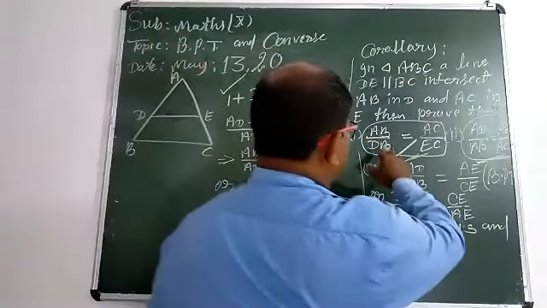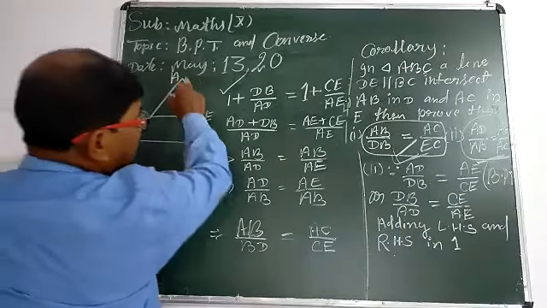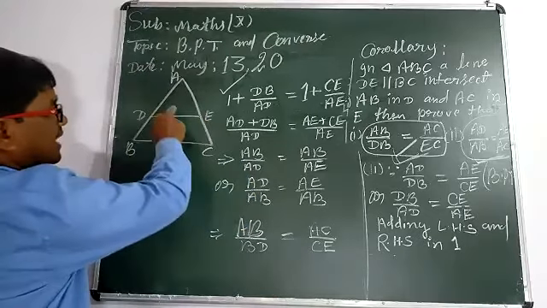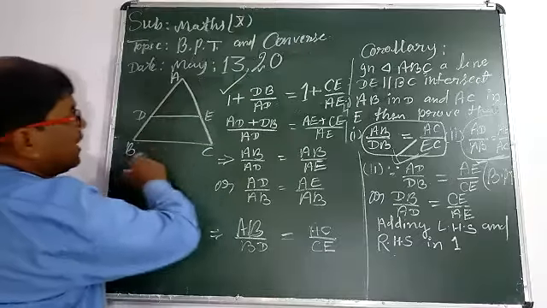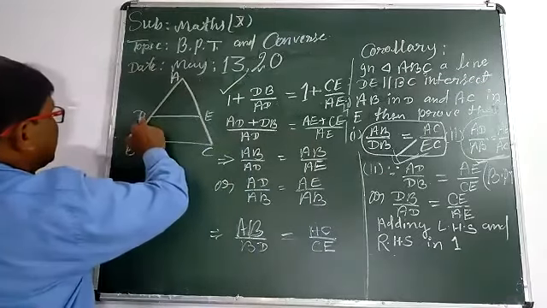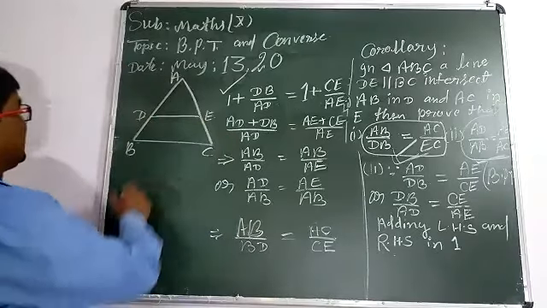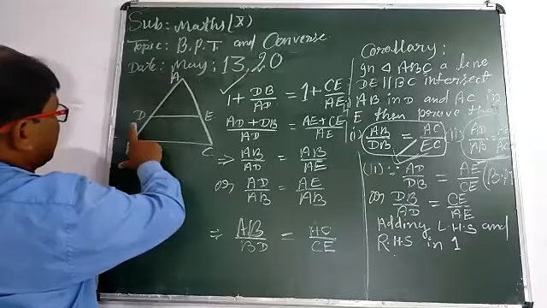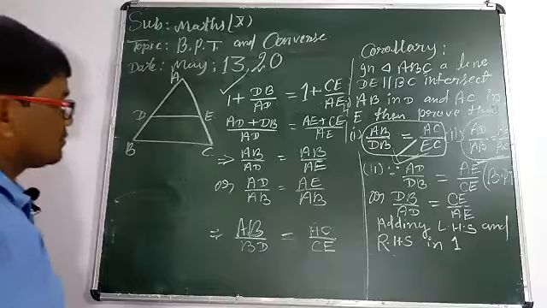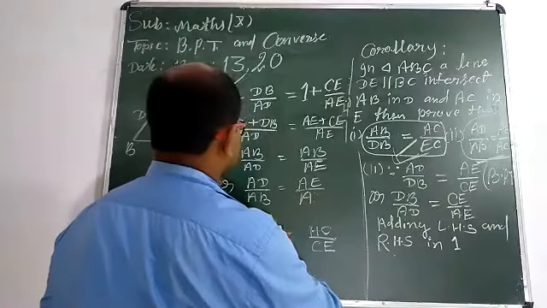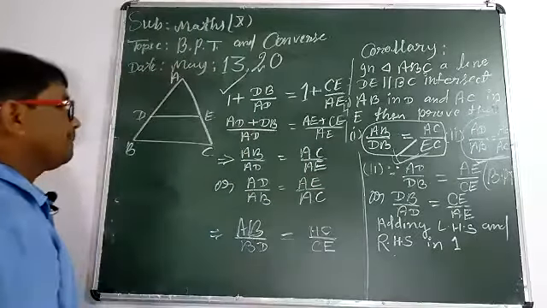So these two formulas are declared. One, AB upon DB equal to AC upon CE, AB upon BD equal to AC upon CE, and the second, AD upon AB equal to AE upon AC. Over here, AC, AB, AC. Okay?